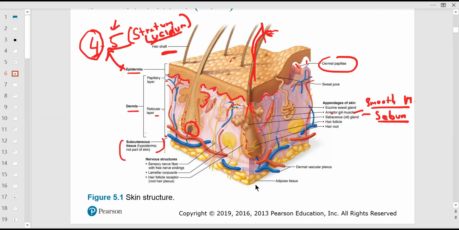And then we have the sweat. It comes out through the epidermis, but the glands technically are in the dermis. So you have an eccrine sweat gland. I don't know if there's any other types of sweat glands here. Sometimes you have a merocrine sweat gland. I don't see it, but there's different types of sweat.